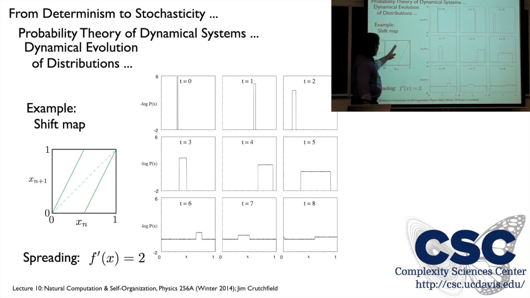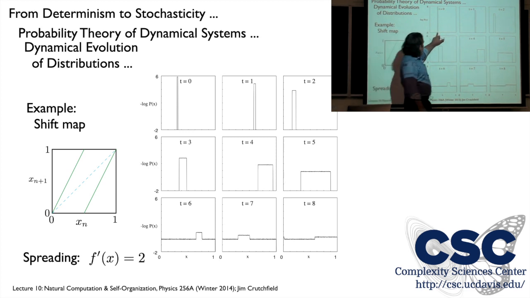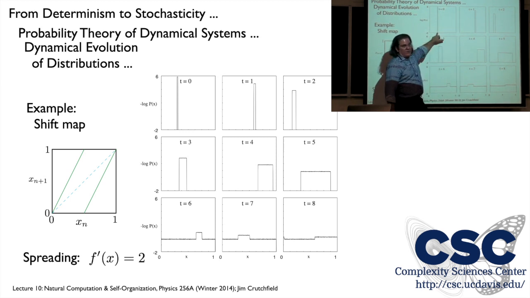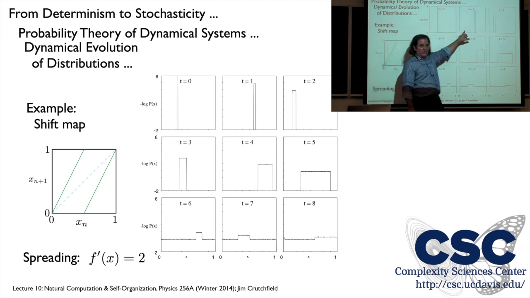So remember, the shift map is 2 times xn mod 1. So it has these 2 pieces of slope 2. Everywhere has slope 2. But same initial distribution. Now when I map forward, what happens? Well, certainly the points that are in the support of the distribution move. They're hopping around the interval just like iterates would.